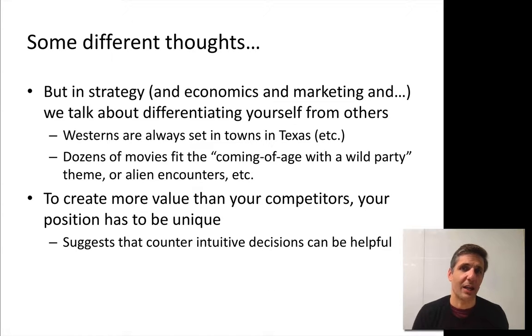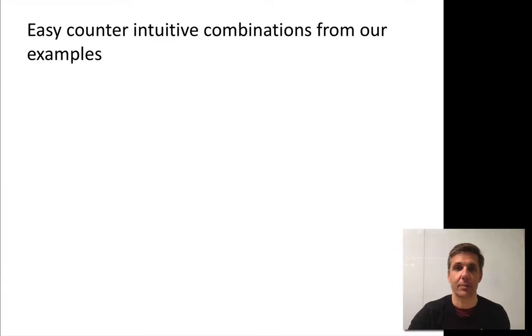But at the same time, anything you may have learned in strategy or economics or marketing, or in many cases in the real world in any of these roles, is the need to differentiate yourself from others, to not just be similar to other firms, but to be different in some real way. The Westerns are always set in small town Texas. There's dozens of movies with a coming of age, wild party theme or an alien encounter, whatever it might be. So to create more value than your competitors, you have to have a more unique position, finding some counterintuitive decisions that link the different pieces together.